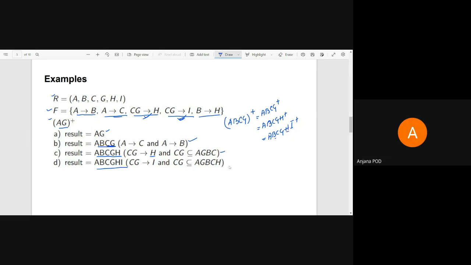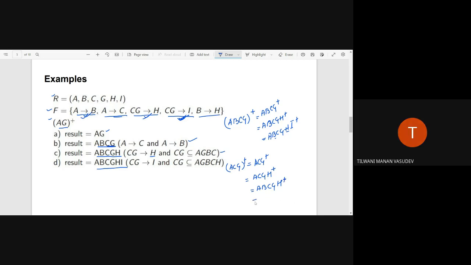Okay, so you said that let's try for ACG plus also. Would anybody like to volunteer? Okay, so first it will be ACG itself. Then ACGH, because of this functional dependency. Then we can have ABCGH because A determines B, because of this functional dependency.